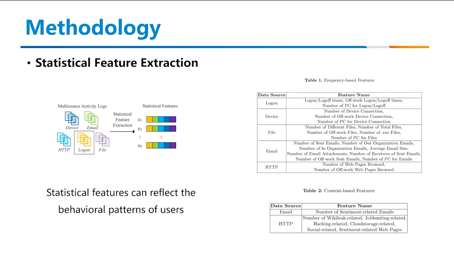On the other hand, we extract content-based features using the contents of users' communication. The content-based features are based on the content of emails and web pages, such as the sentiment tendency of emails and different types of web pages. The detailed content-based features are listed in Table 2.